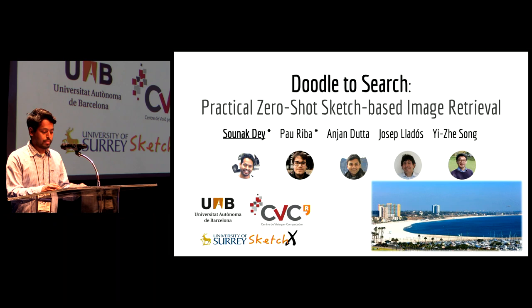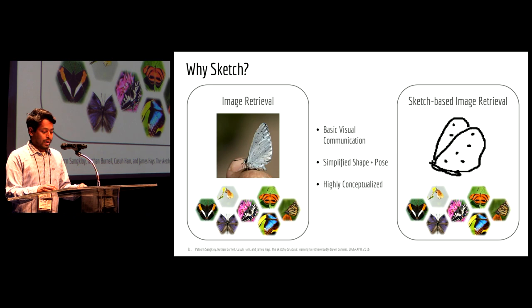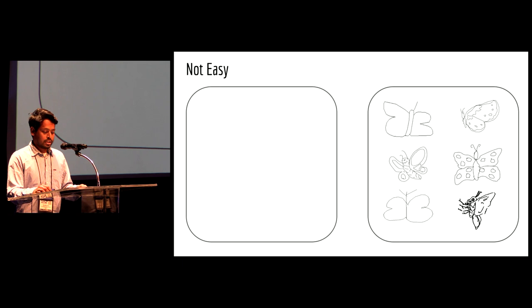Why SketchX? Why sketches? Traditional or classical image retrieval implies that you have an instance image of the category that you're searching for. It is an easy setting as both the queries and retrieved images belong to the same domain, whereas in the case of SBIR, they are from different domains. SBIR has been used as basic visual communication from long ago. The sketch query has simplified shape and poses.